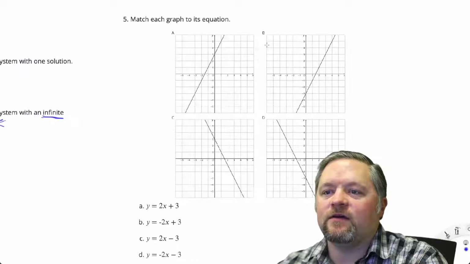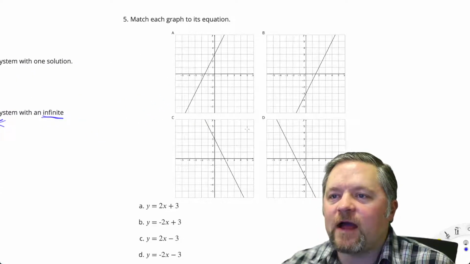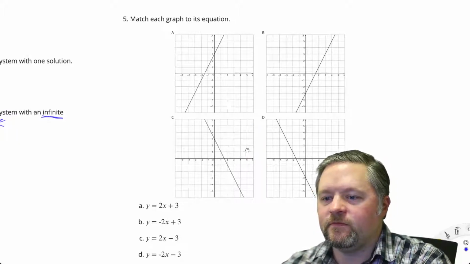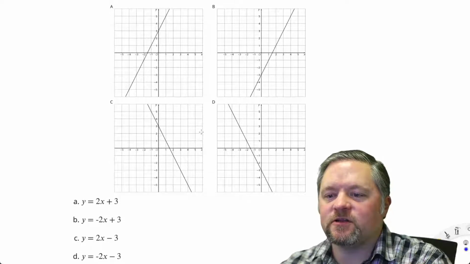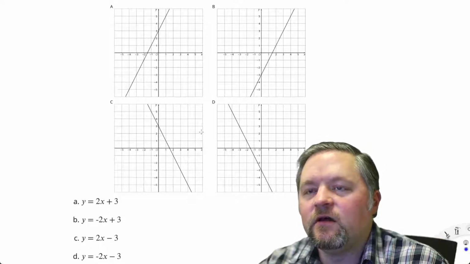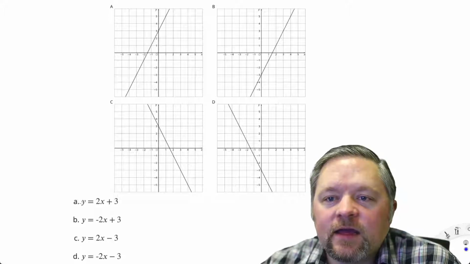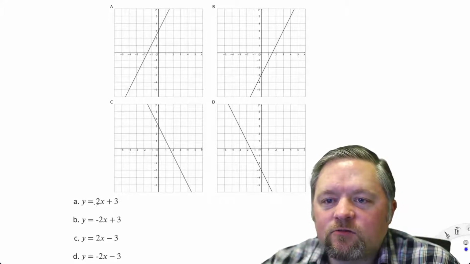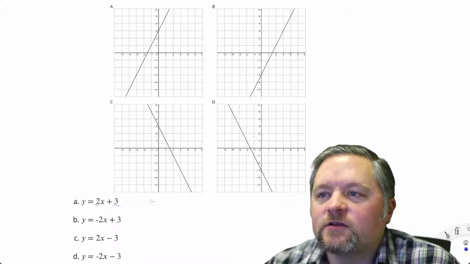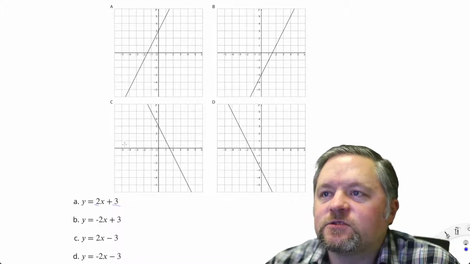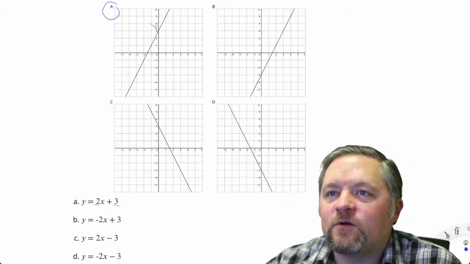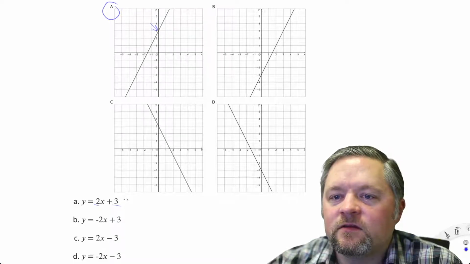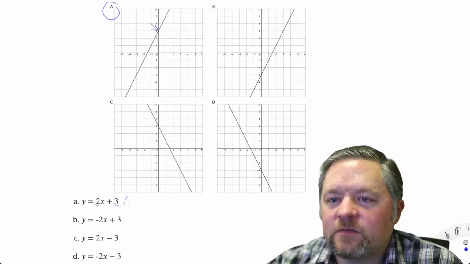What have we got now? Ooh. Match each graph to its equation. Let me see how well I can do for fitting as much as possible on the screen so you can see it all. Okay, y equals 2x plus 3. Slope of 2, y-intercept of 3. That's positive, so it's going up. Y-intercept at 3. A looks like the only line that's going up and has a y-intercept of 3. So little a goes with big A.